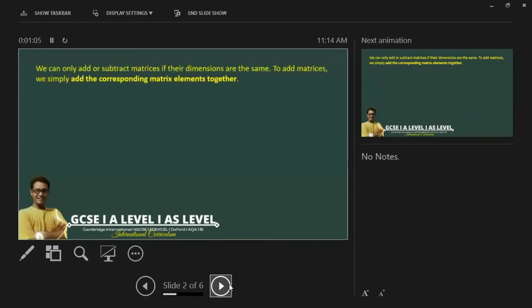We can only add or subtract matrices if their dimensions are the same. That's the key. To add matrices, we simply add the corresponding matrix elements together. So what is the corresponding matrix? Let's check it out.